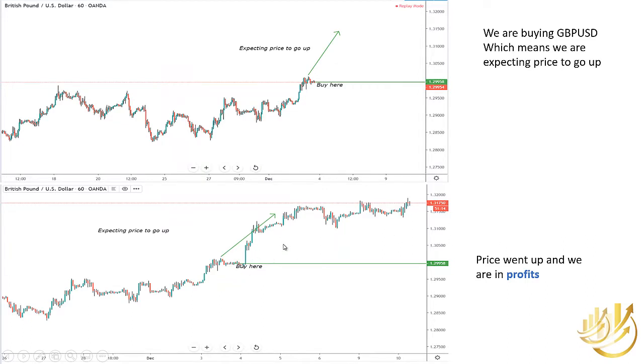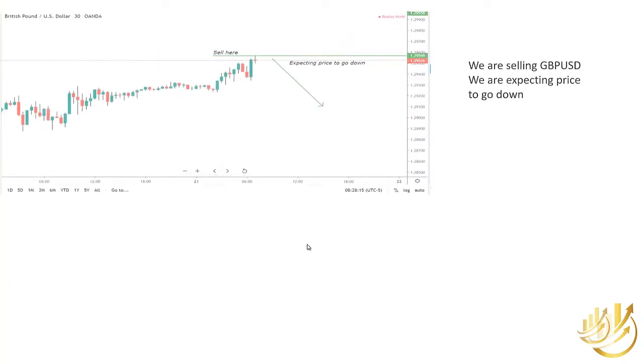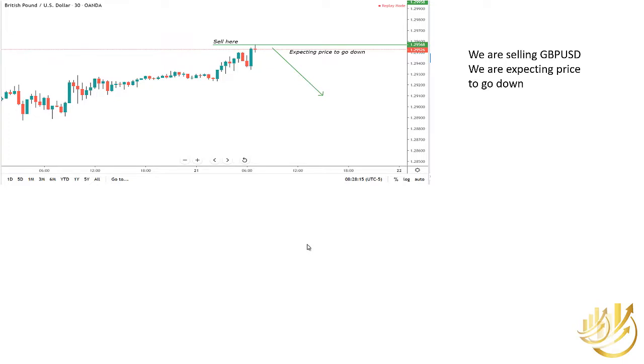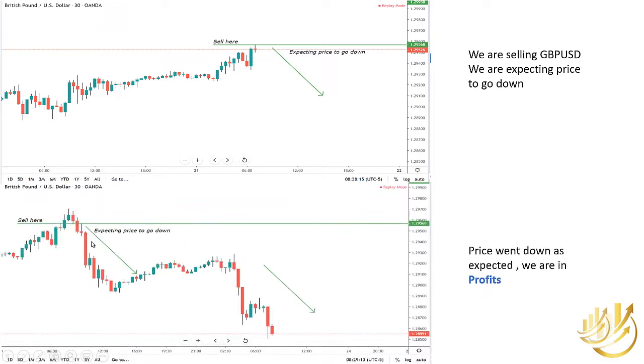So this is an example that if price goes up and we have bought earlier, we will earn profits. This is a chart of pound versus dollar, where we are just showing that if price goes up and we expected that and bought, we will earn profits. Vice versa, let's suppose we are expecting the price to go down and we sell here. If we had sold here, we would be in profit by now. After that the price went down, and we earn profits. So this is a general understanding of what buying and selling is.